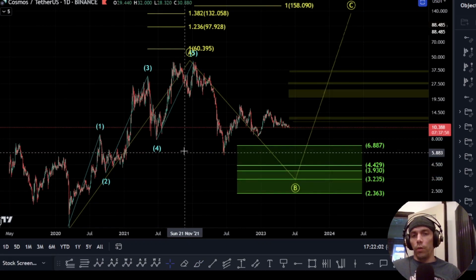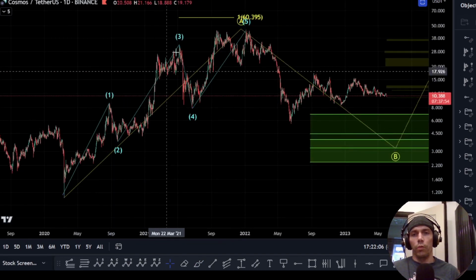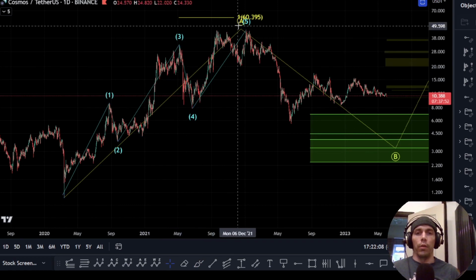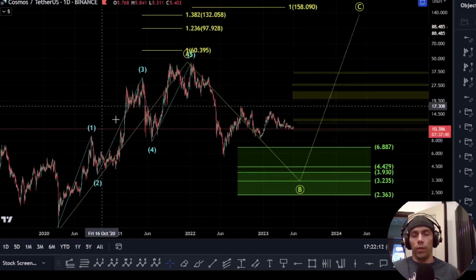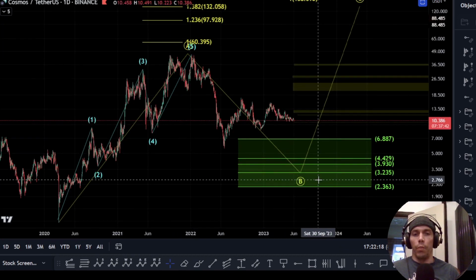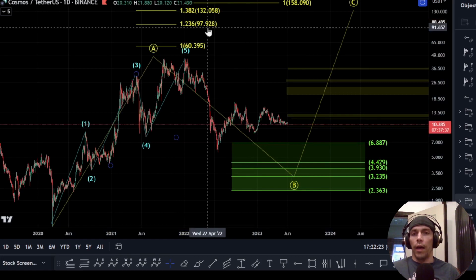The other way that we could look at this count from this low here is treating this in this way, where this is 1, 2, 3, 4, and then looking for this as a fifth wave to the upside. Now within this move, what we'd be looking for is a B wave to the downside. So this would be treating this whole move to the upside here as an A wave.